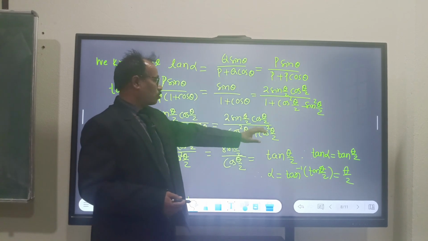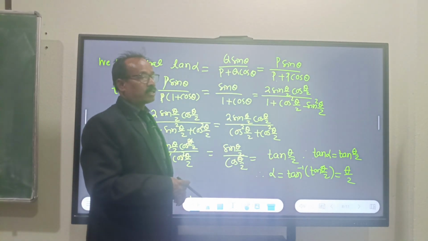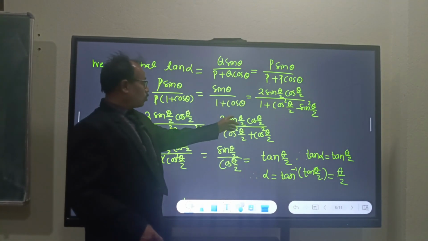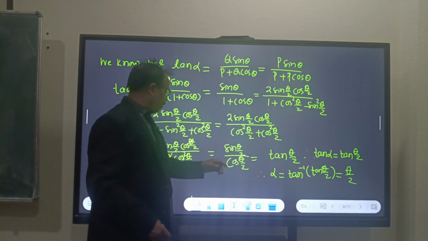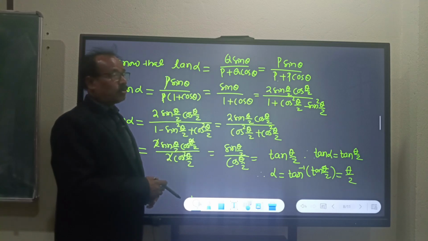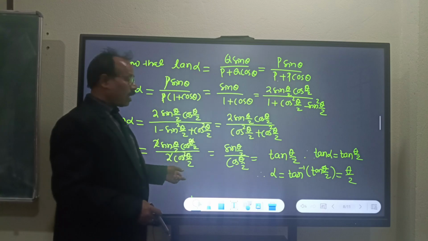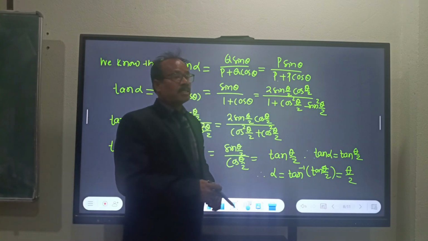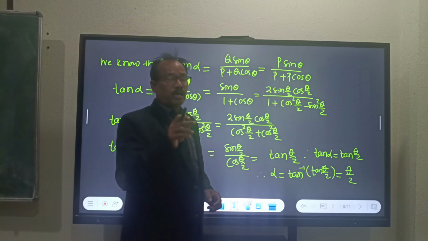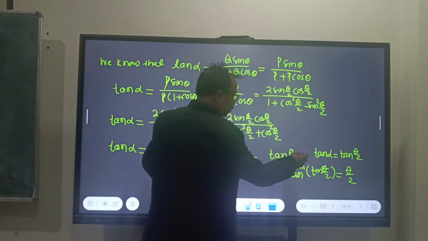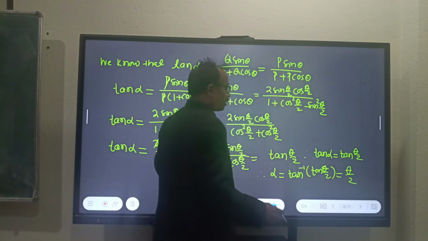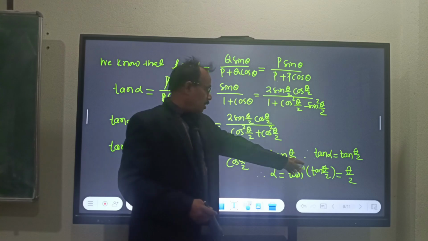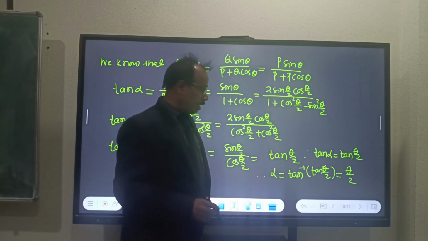Therefore, cos square theta by 2 plus cos square theta by 2 is equal to 2 cos square theta by 2. Therefore, tan alpha is equal to 2 sin theta by 2 into cos theta by 2 divided by 2 cos square theta by 2. 2 cancels, and cos theta by 2 divided by cos square theta by 2 leaves sin theta by 2 by cos theta by 2, which is equal to tan theta by 2. Therefore, tan alpha is equal to tan theta by 2, or alpha is equal to tan inverse tan theta by 2, which is equal to theta by 2.